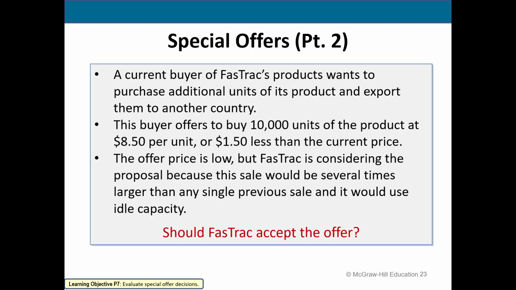So a current buyer of Fast Track wants to purchase additional units of the product and export them. This buyer is offering to buy 10,000 units at $8.50 per unit, which is $1.50 less than the current price. The offer price is low, but Fast Track is actually considering the proposal because the sale will be several times larger than any single previous sale, and it would use their idle capacity.